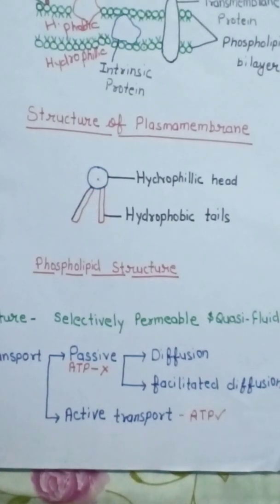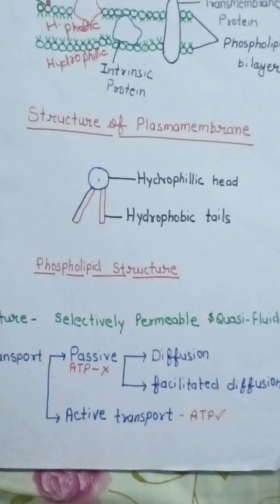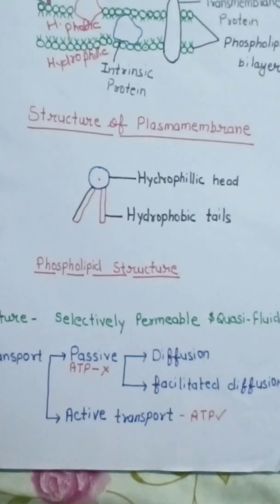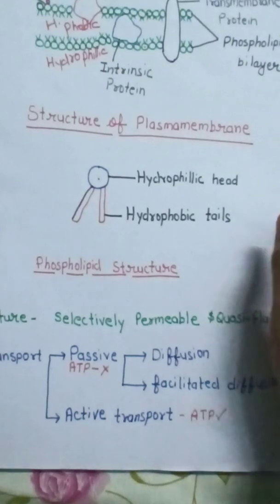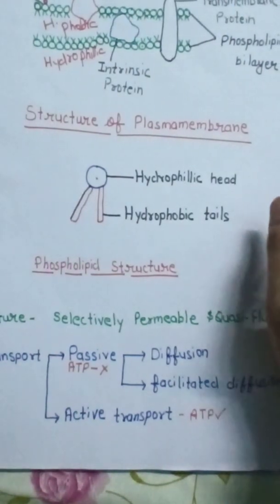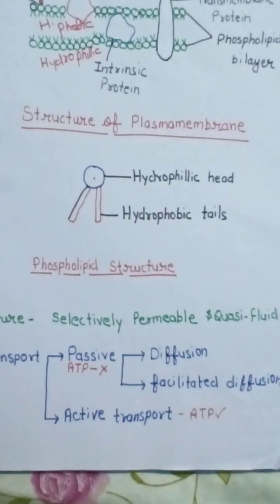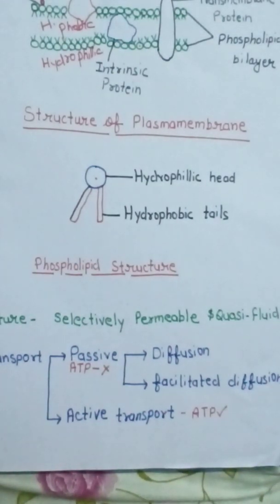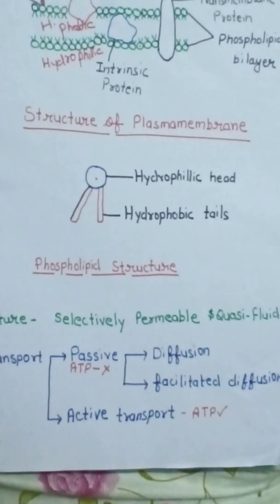And if the substance is crossing the plasma membrane by using ATP, by using energy, then this type of transport is called active transport. The main difference which I want to tell you about diffusion, facilitated diffusion and active transport is this: diffusion occurs through the phospholipid bilayer, and in facilitated diffusion and active transport, protein molecules are used.